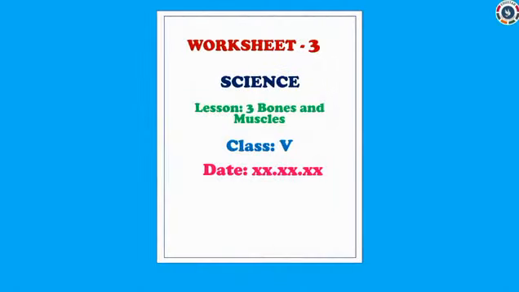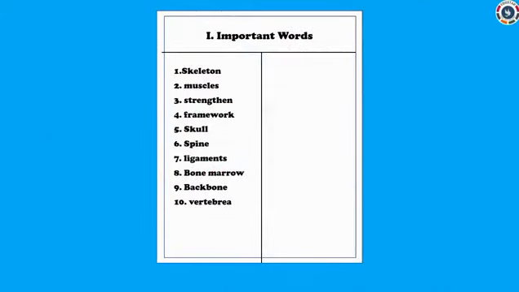Dear children, we have completed lesson 3, Bones and Muscles revision. Now we are going to write worksheet 3 for this lesson. Are you ready? As usual, write the first page as shown in the video. Use only the front page, don't write on the back side of the A4 sheet. On the second sheet, you have to write the important words. Try to write at least 35 words.